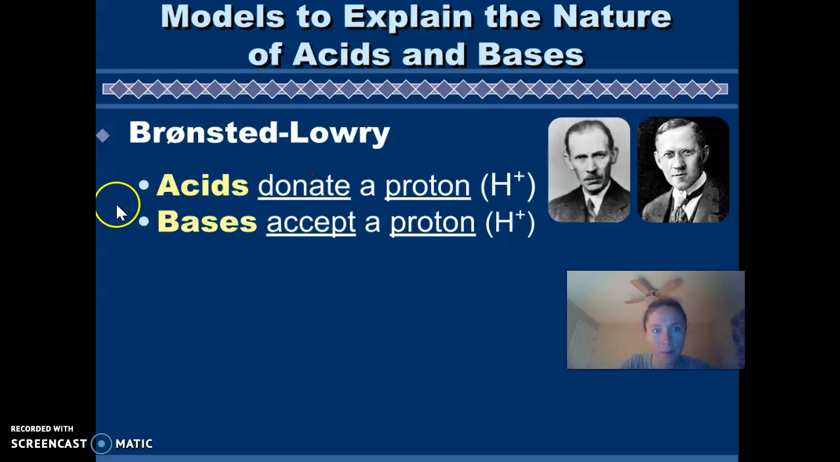So again, a Bronsted-Lowry acid is anything that donates a proton. This is similar to an Arrhenius acid in that it makes a proton when dissolved in water. And the difference is the base. The Bronsted-Lowry base is not defined as being hydroxide. It is defined as just accepting the proton from the acid.